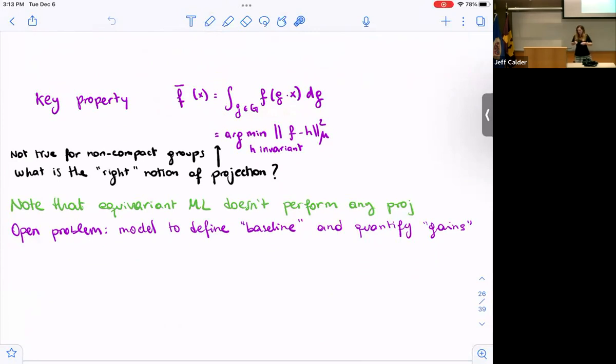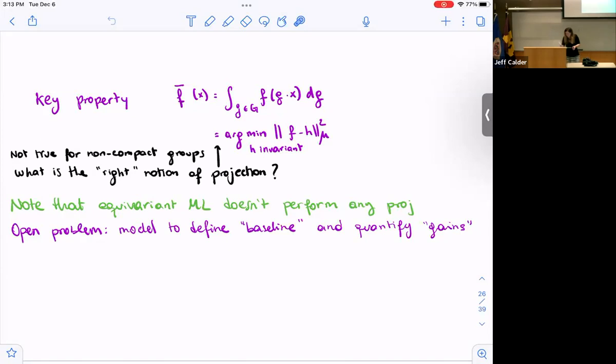But this is not true if the group is not compact, so there are some complications there. In practice, in equivariant machine learning, one does not do some regression and then project onto the space of invariant functions; rather, the definition of the space already includes only invariant functions. So there's no result that I know of that allows you to quantify directly how much better it is to do the regression in a space of invariant functions versus doing a regression and then projecting onto the space of invariant functions.